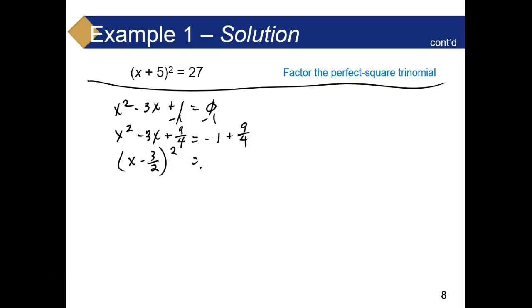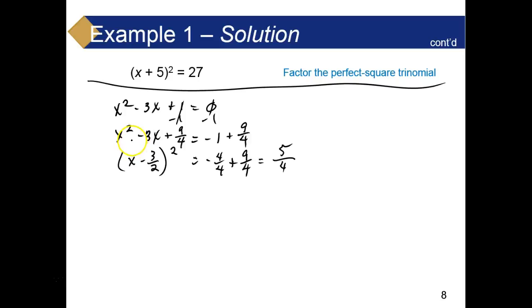And this becomes what? How many fourths is 1? 4, of course. So this would be minus 4/4 plus 9/4, and that would be what? Keep the 4, common denominator, 5/4. Perfect. Now what do we do? Have a perfect square on one side and a number on the other side.